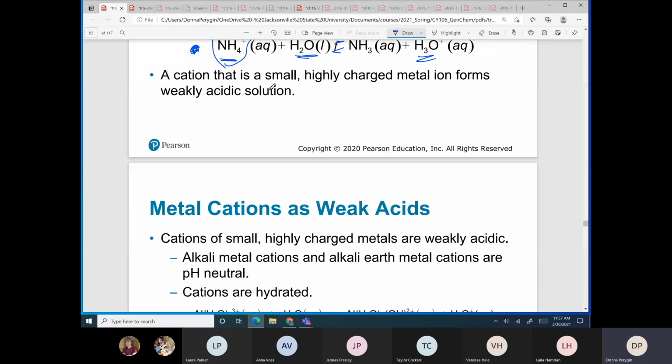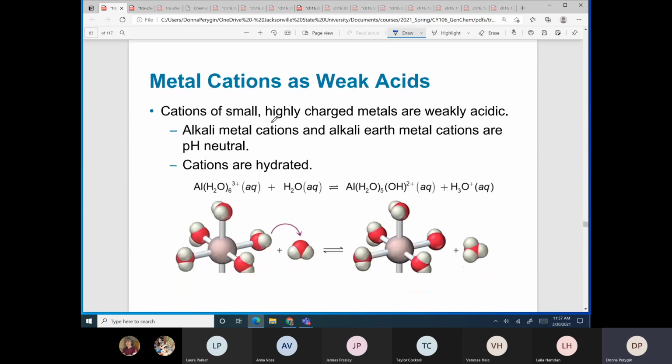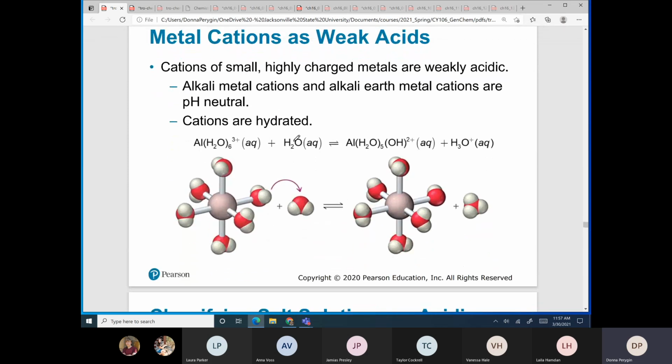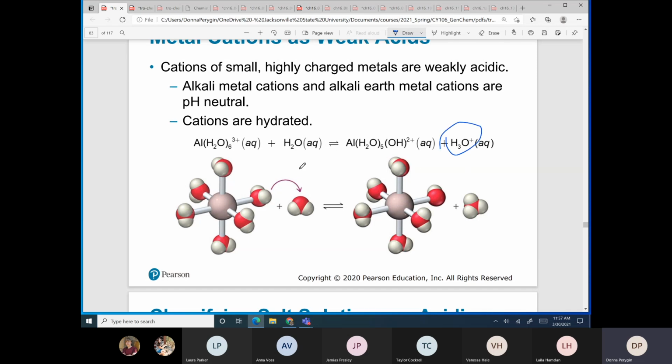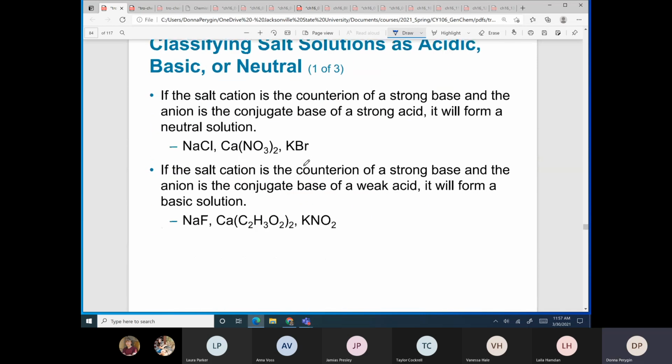Another thing that's weakly acidic is cations that are highly charged small metal ions. That is because the alkali metal cations and alkaline earth cations are pH neutral, but you can actually form an acid if you put something like aluminum in solution. These actually become hydrated and increase the H+ concentration. Okay, so we'll look at some examples of this.